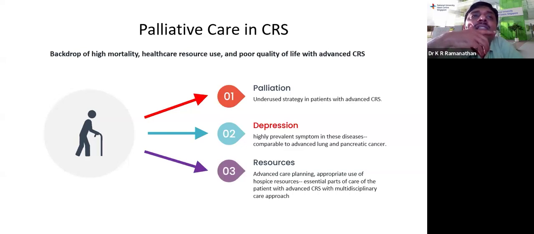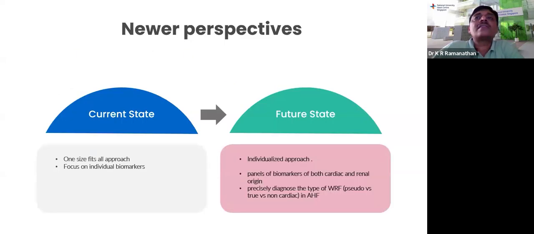Clearly, these patients have a neuropsychological impact, and they have highly prevalent depression as CRS progresses. And of course, this depends a lot on resources in this setting.